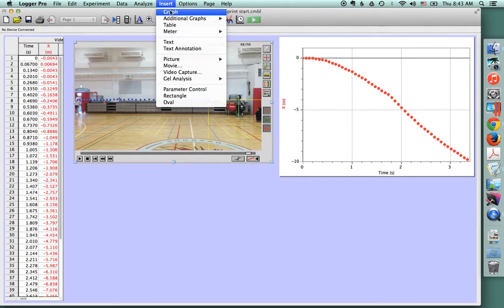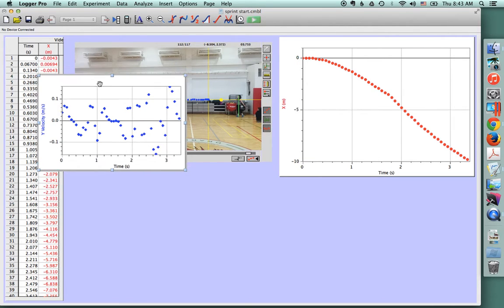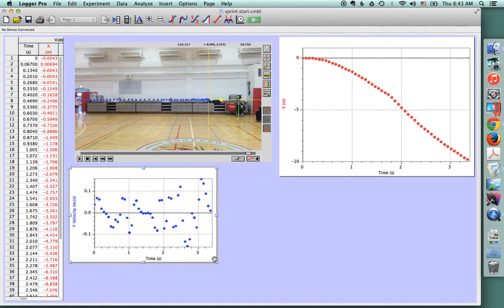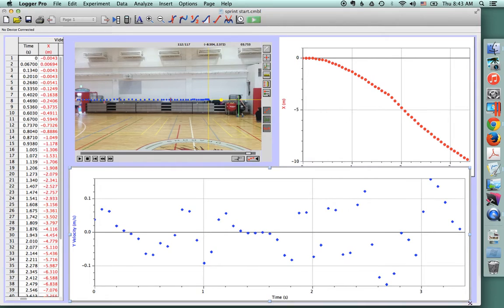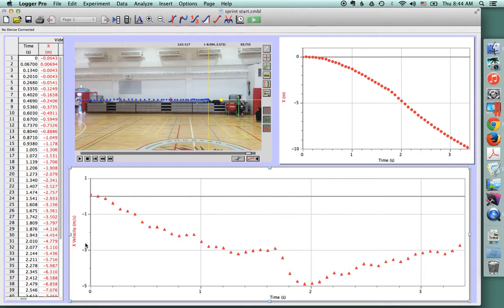so we're going to insert an extra graph. This graph is going to be the most important one, so we're going to make this one larger. This graph currently shows us the velocity in the y direction. That's not what we want. We want to know the velocity in the x direction, so we can change that over.